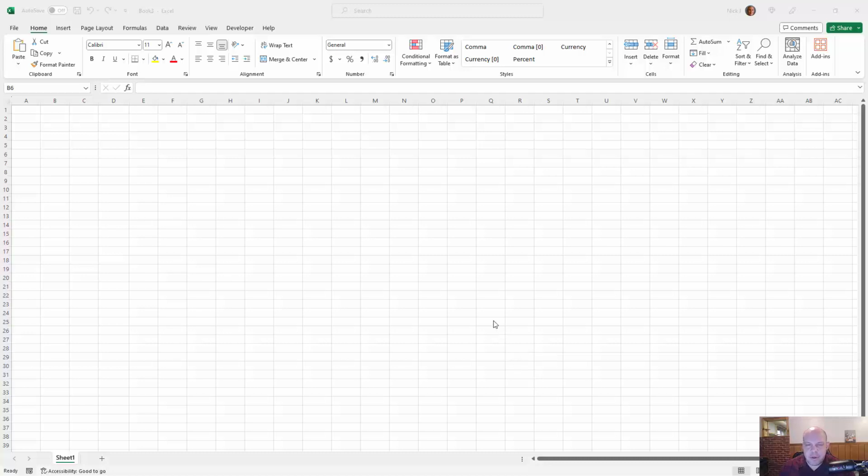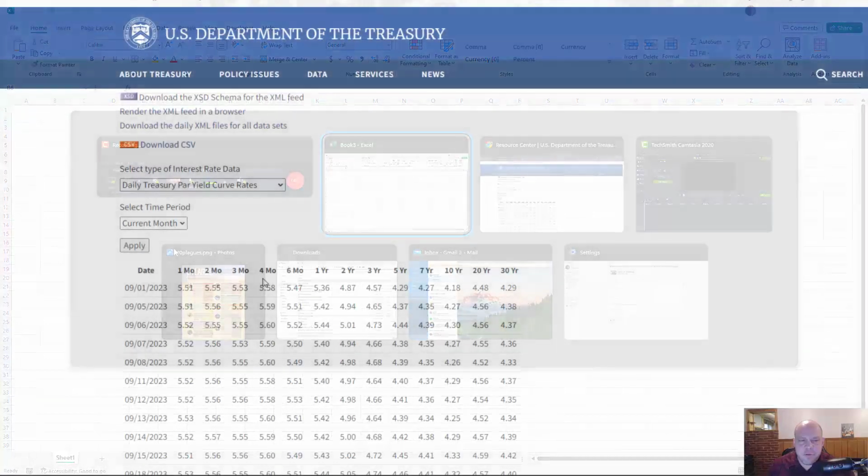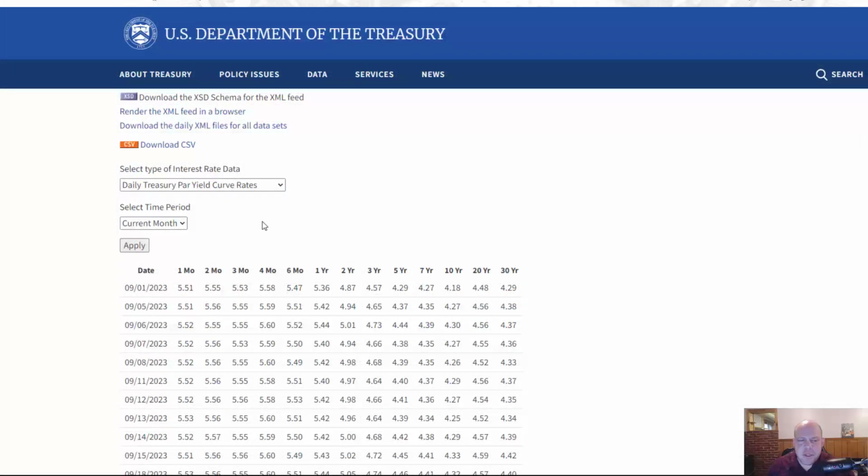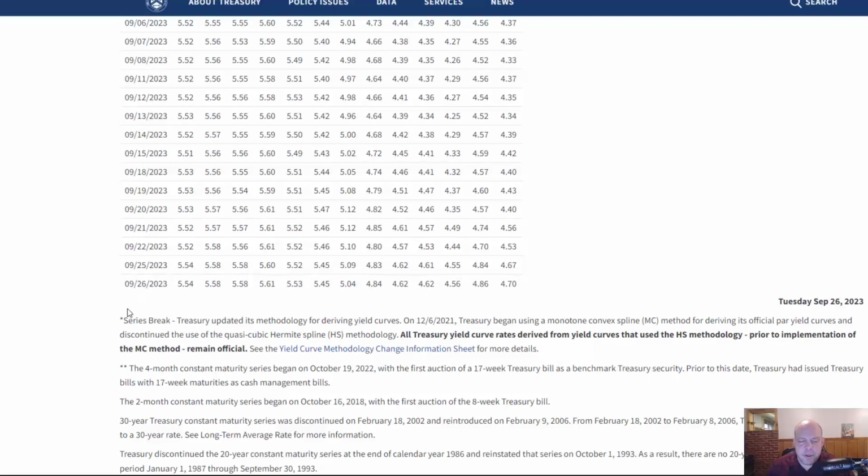Today we're going to be talking about spot rates versus forward rates, how to calculate one from the other and tell the difference. So first I'm going to go and get some spot rates from the treasury.gov website. This is from the U.S. Department of the Treasury. This is listing the daily Treasury par yield curves for my current month here. And I'm going to pick the latest day and copy this row over into Excel.